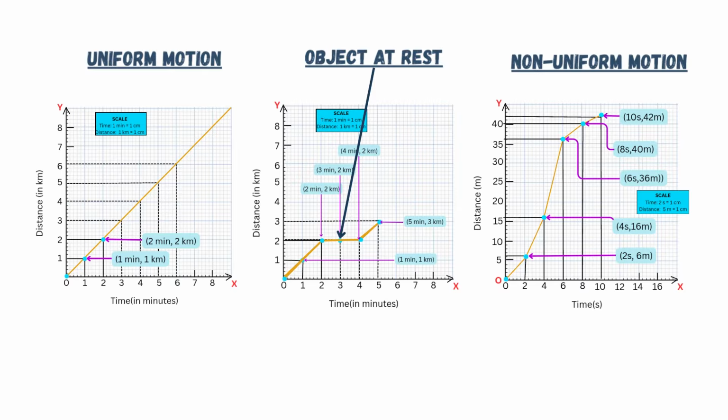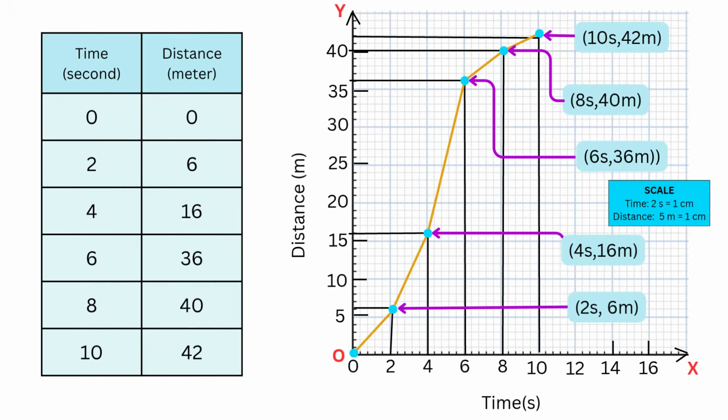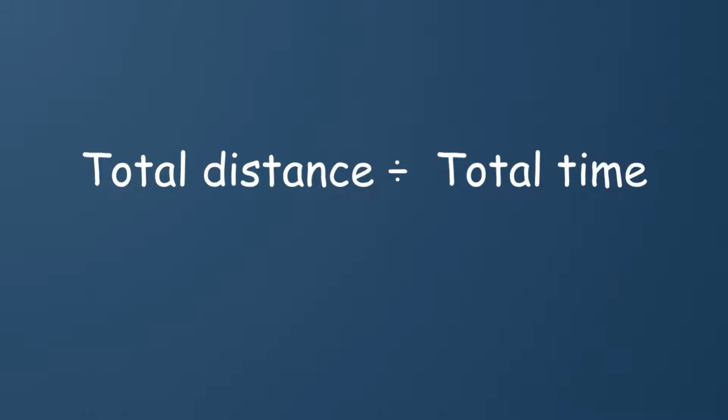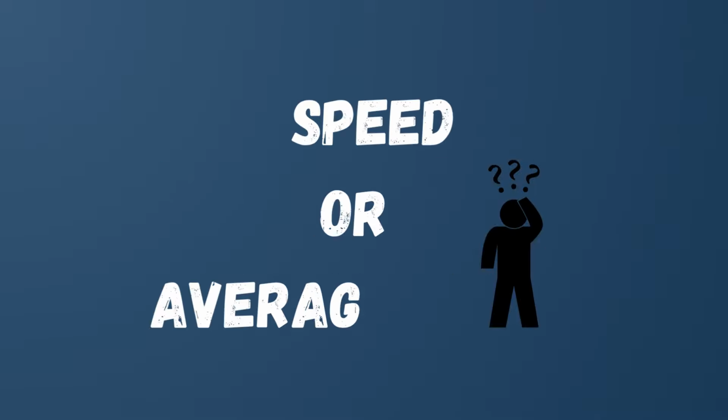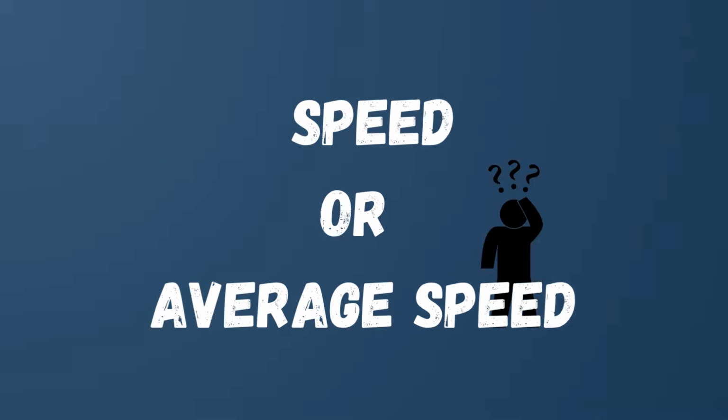Let's look closely at the non-uniform motion graph to understand how the car's speed changes. Now, let's look at the point at 10 seconds and 42 meters. If we divide the total distance by the total time, 42 divided by 10, we get 4.2 meters per second. Now, think about this for a moment. Do you think 4.2 is the speed or the average speed? That's right, it's the average speed of the whole journey because the car's speed kept changing, sometimes faster, sometimes slower in between.